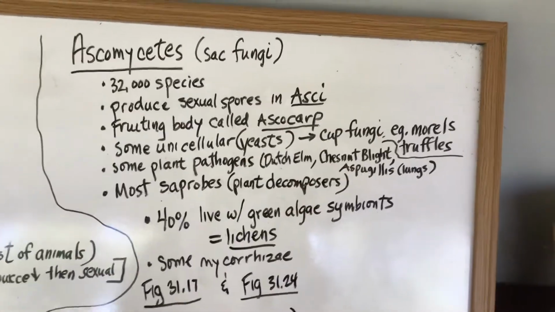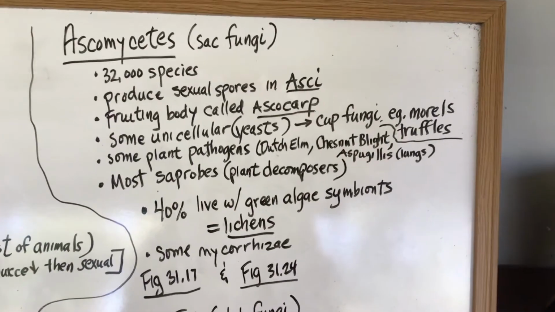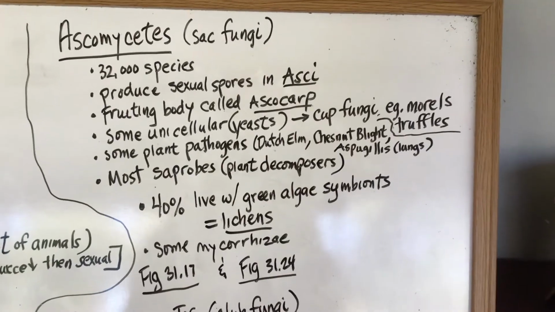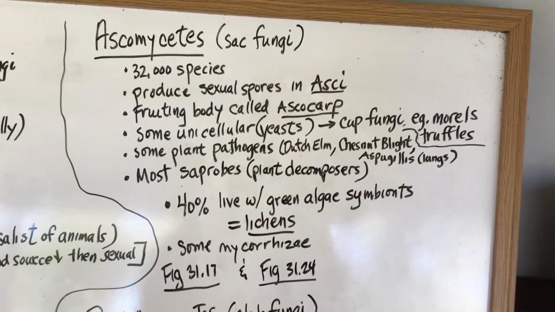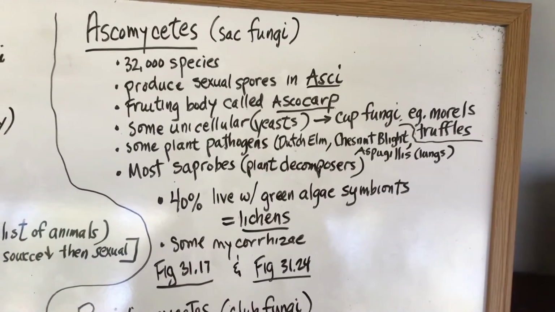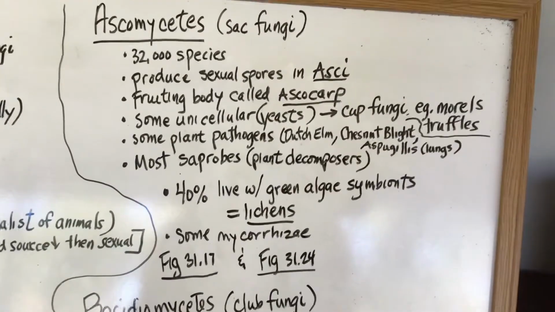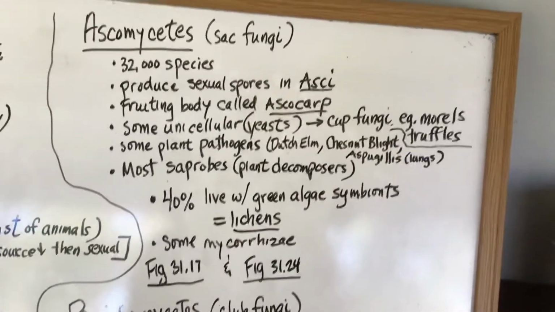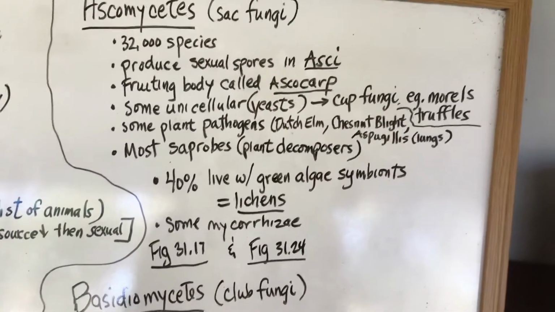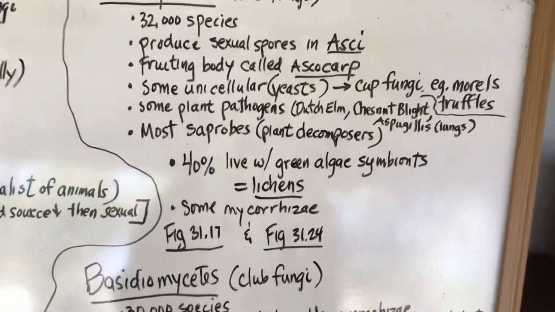Some are plant pathogens: Dutch elm disease, for example, chestnut blight, and Aspergillus, which you can get as a lung infection. Most are saprobes, which means they are plant decomposers, but about 40% of them will have a symbiotic relationship with green algae, forming something called a lichen. So we will talk about what a lichen looks like in just a second. Some are also mycorrhizae.